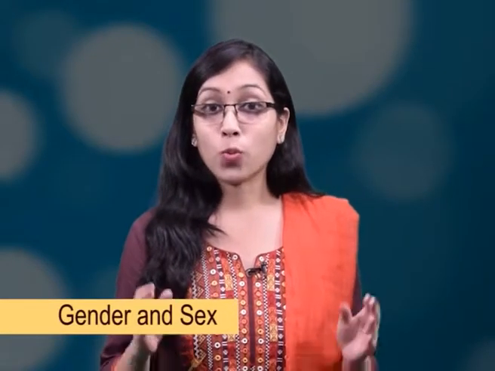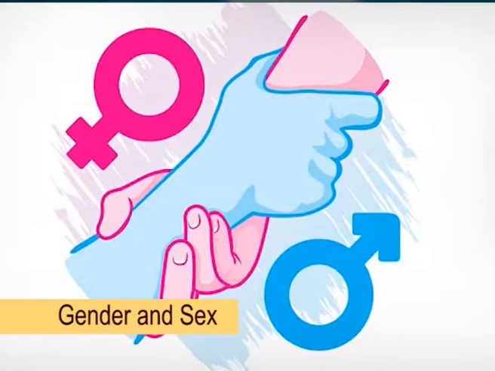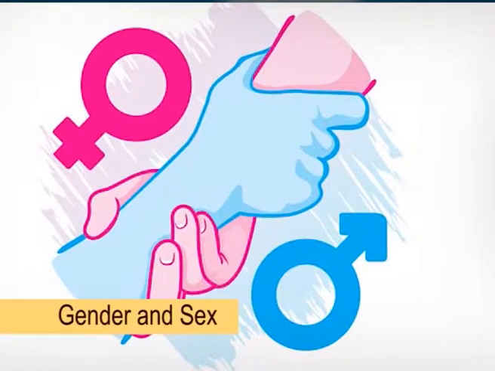whereas gender refers to socially and culturally constructed differences and relations between males and females, which vary from place to place and from time to time. Sex refers to male and female, whereas gender refers to masculinity and femininity. Gender is a structural feature of a society.